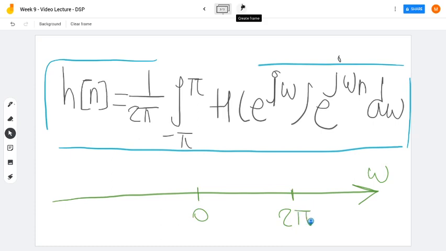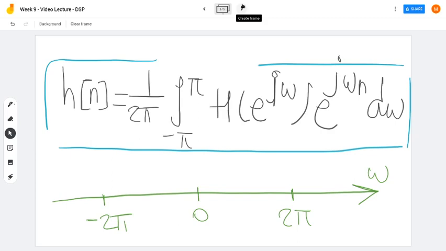So whatever is happening in this interval from 0 to 2 pi will be repeating itself from minus 2 pi to 0, from minus 4 pi to minus 2 pi, and so on. It's kind of periodic. That's why we are only interested in defining the function H of e to the power j omega, the frequency response, over one cycle, one fundamental period, and whatever is happening in this period will be repeated for the remaining part of the frequency up to infinity.